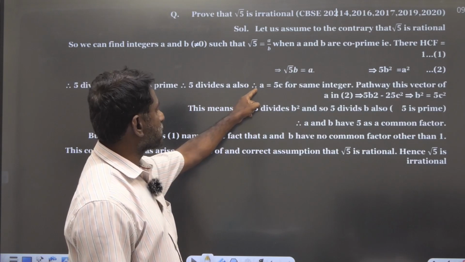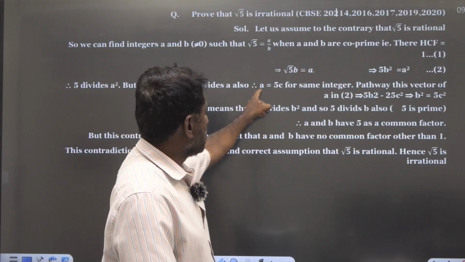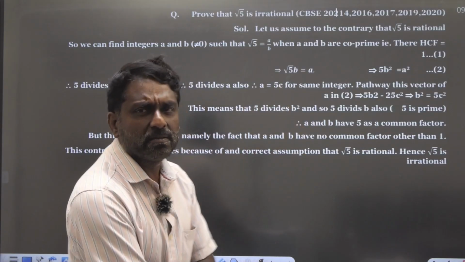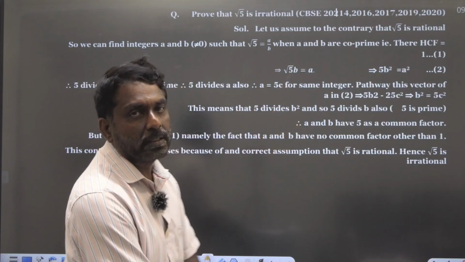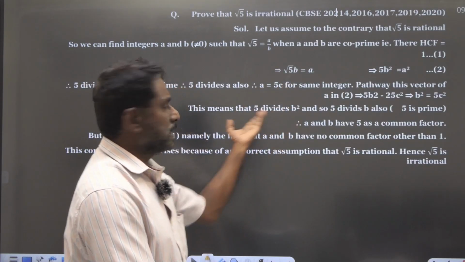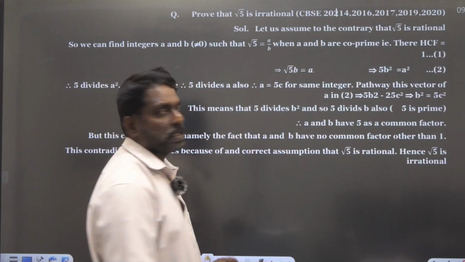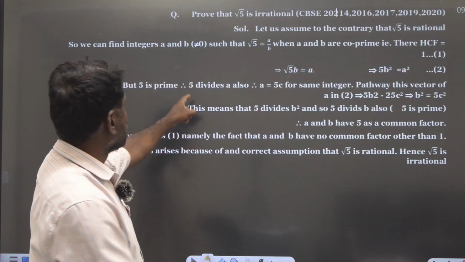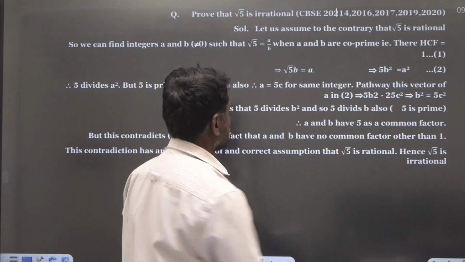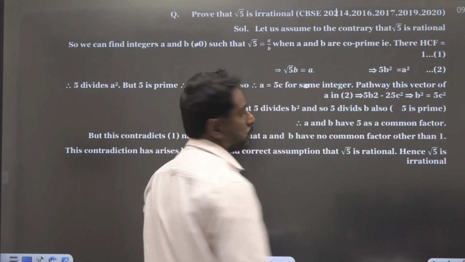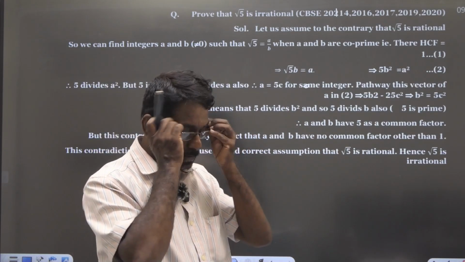That means we can express a as a multiple of 5, that is, a equal to 5c. Here c is an arbitrary integer; the meaning is that a is a multiple of 5. c can be d, e, f, no problem. The important fact is that a is a multiple of 5. Why? The reason is 5 divides a, so a equals 5c for some integer c.